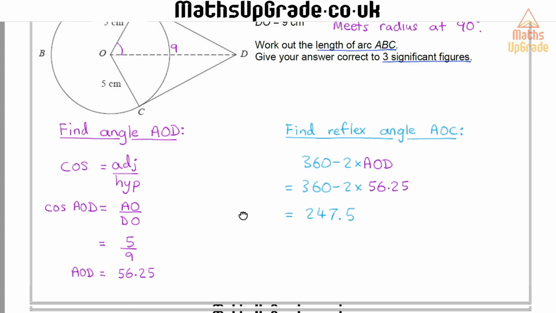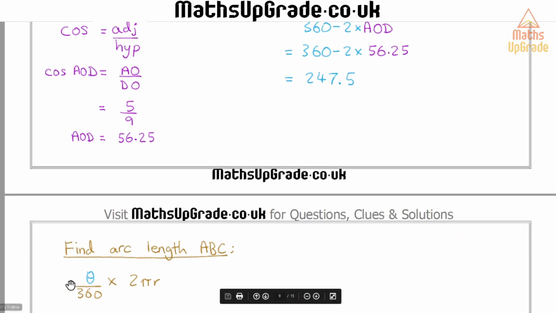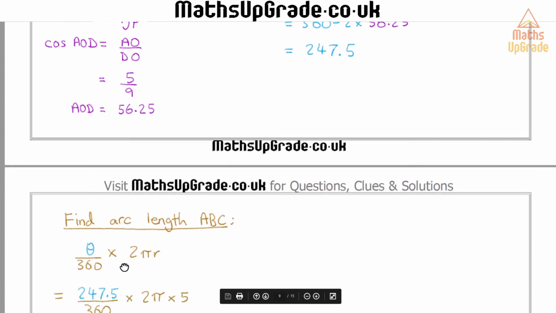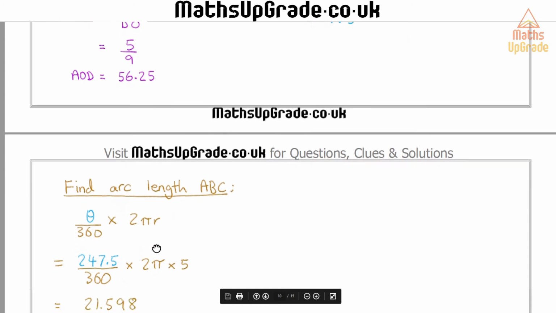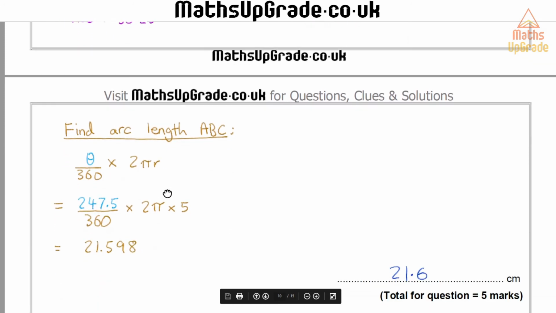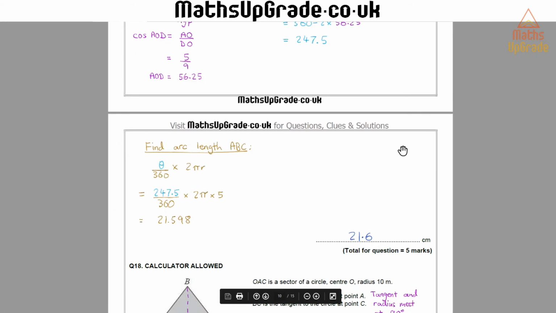The arc length is given with this formula here: the angle at the centre of the arc as a proportion of 360 degrees, times by the circumference of the whole circle. So following that through, the angle is 247.5, divide that by 360 and times by 2 pi r, I'll get 21.6, and that whole question there is worth 5 marks.